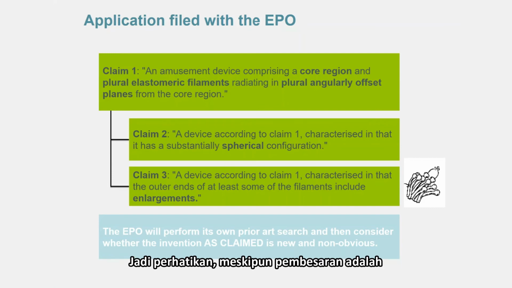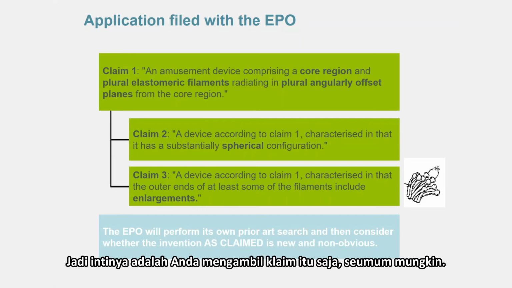So note, although the enlargements are part of the original invention, they are not described in the independent claim, but only as one of many protected ways of putting the invention into practice. As the inventor, you know that the invention also works without these enlargements. It would work better with enlargements, of course, but it would also work without them. And you do not want competitors to circumvent your patent simply by omitting them. So you protect them in a dependent claim. So the point is to take claim one as general as possible.